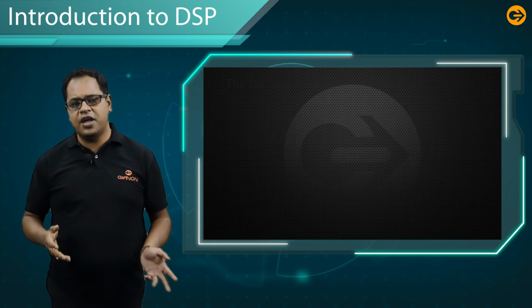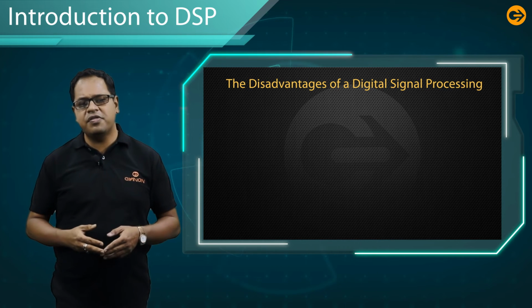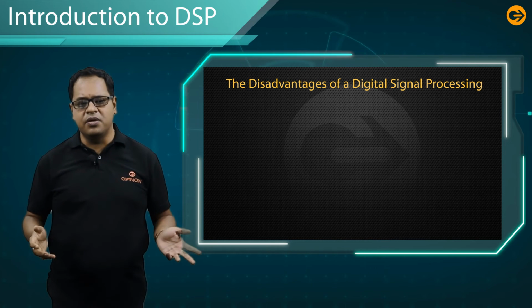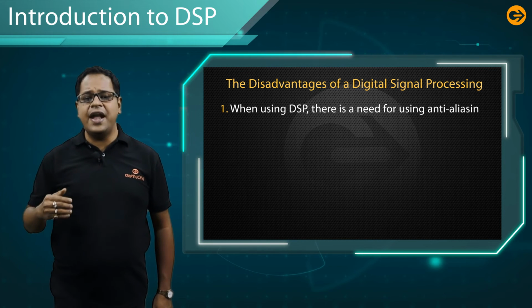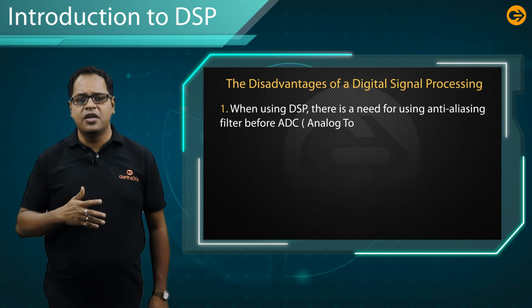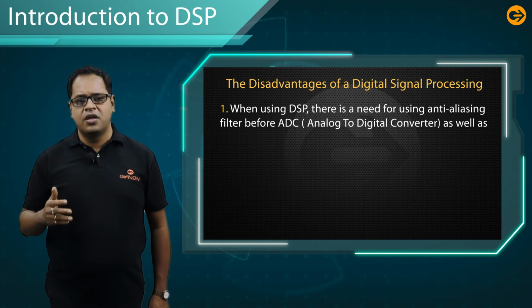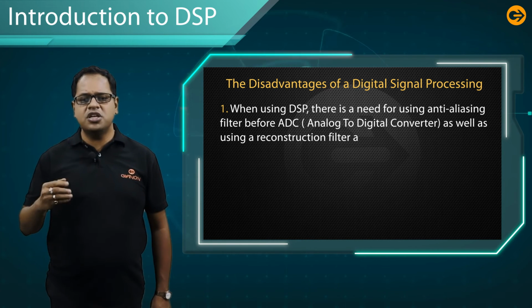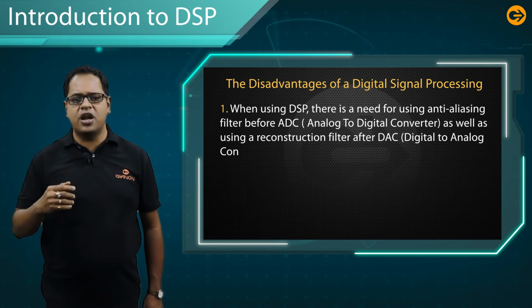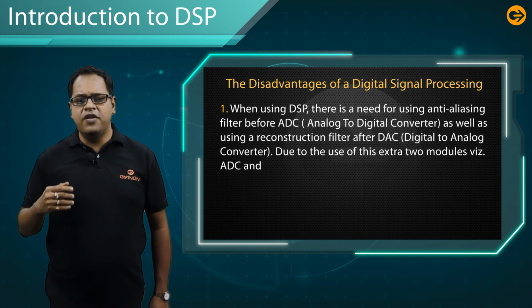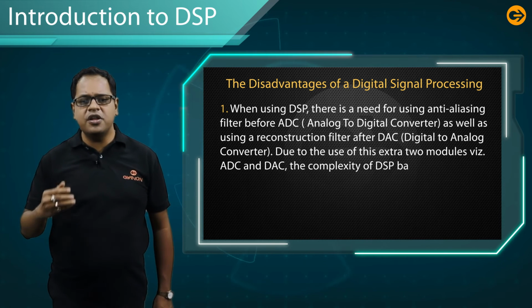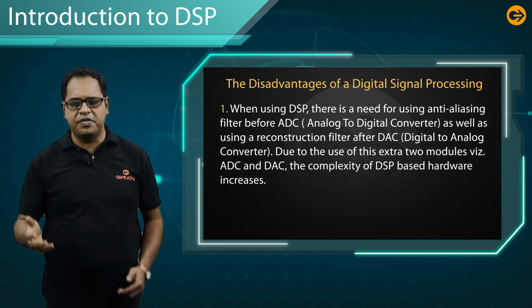Now obviously everything has some disadvantage. Now let us discuss disadvantages of DSP. When using DSP, there is a need for using an anti-aliasing filter before the ADC, analog to digital converter, as well as using a reconstruction filter after the DAC, digital to analog converter. Due to the use of these extra two modules with ADC and DAC, the complexity of DSP based hardware increases.